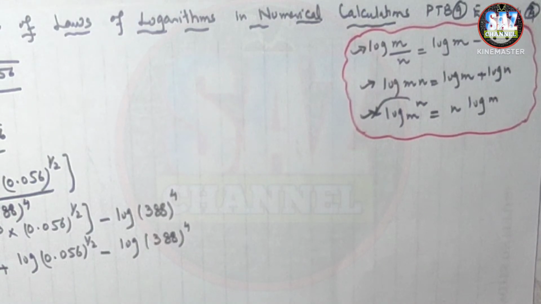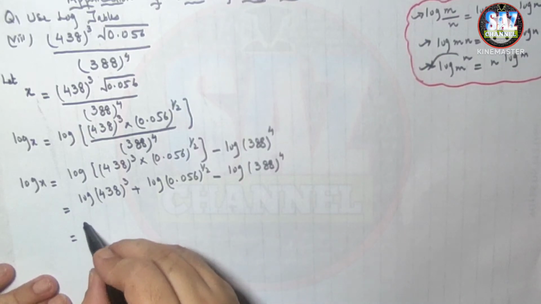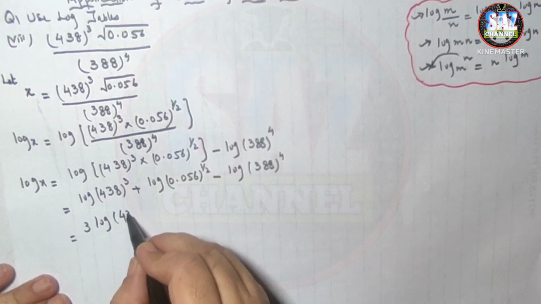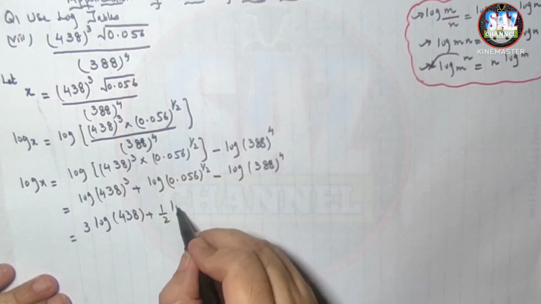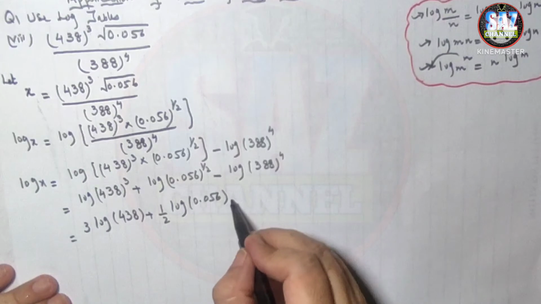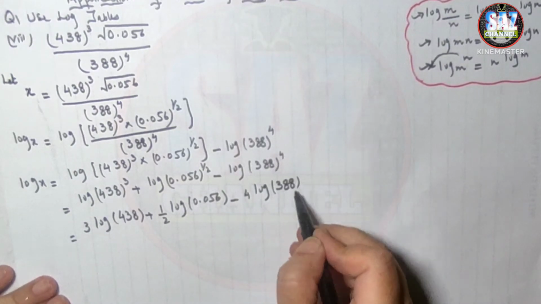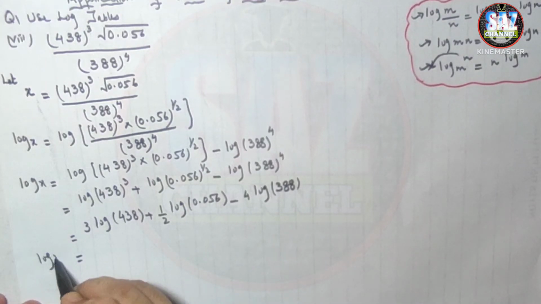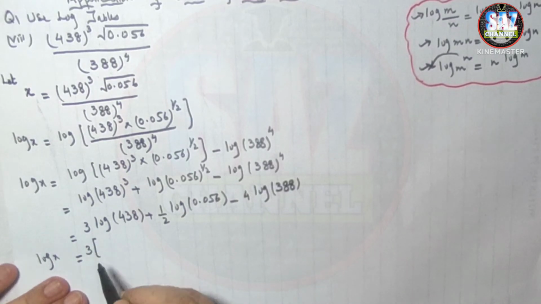So according to the power law, because I have to bring down the power in every part, 3 log 438 plus half, 1 by 2 log 0.056 minus 4 log 388. Okay, now we have applied all of the laws which are possible for this question, and now it's the time to take the log of these numbers.